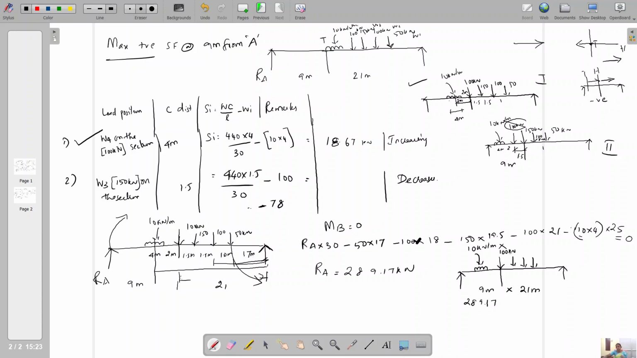Because our question is to find the maximum positive shear force at the given section, that is at 9 meter from the left side, we have to calculate the shear force here. In this case, you observe RA is there and one loading is there. So we can't write RA equal to the shear force up to the section, because one more load is there. So shear force at XX equal to RA minus 10 into 4. So 289.17 minus 40, that is 249.17.